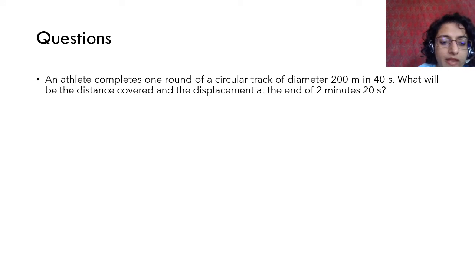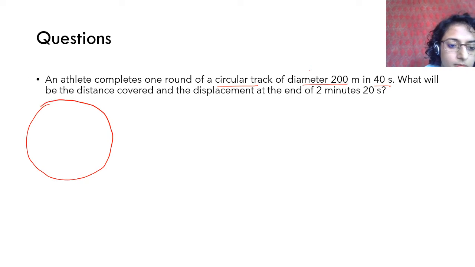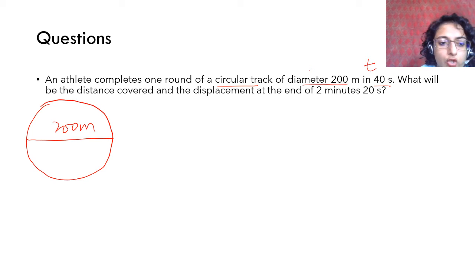Anyway, so let's see. An athlete completes one round of a circular track of diameter 200 meter in 40 seconds. What have been given? We have been given the diameter of the circular track, and we have been given the time. So he covers this track once, going around the outer circumference in 40 seconds. So what is the distance covered in one round? It is 2 pi r or pi d.